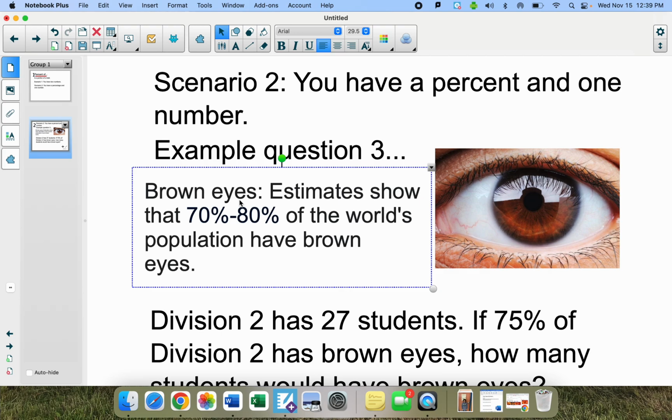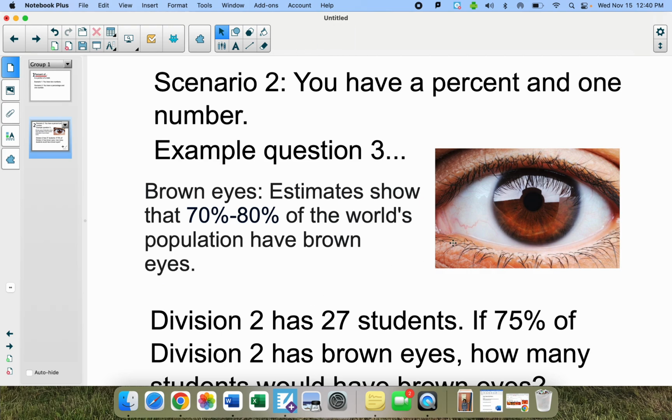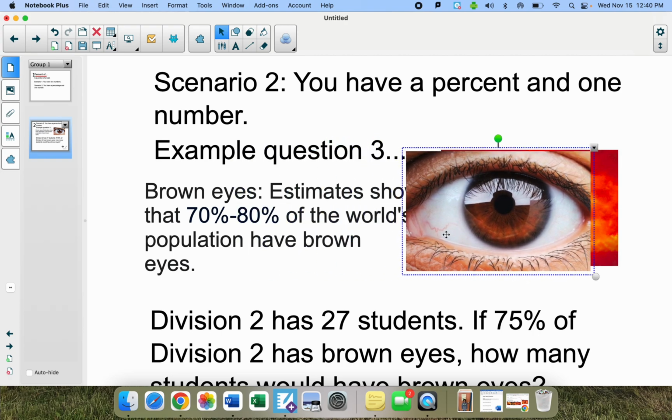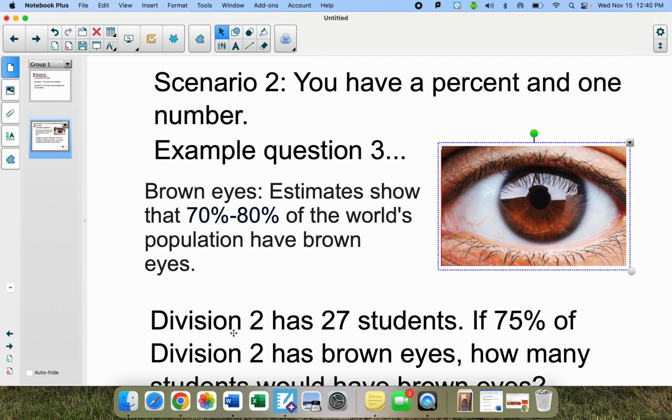And in this example question, I just Googled this. Apparently, according to Google, estimates show 70 to 80% of the world's population have brown eyes. I have no idea if that's true or not. However, I found a picture of a brown eye. It's kind of creepy. It's not as creepy as that eye. Oh my goodness.